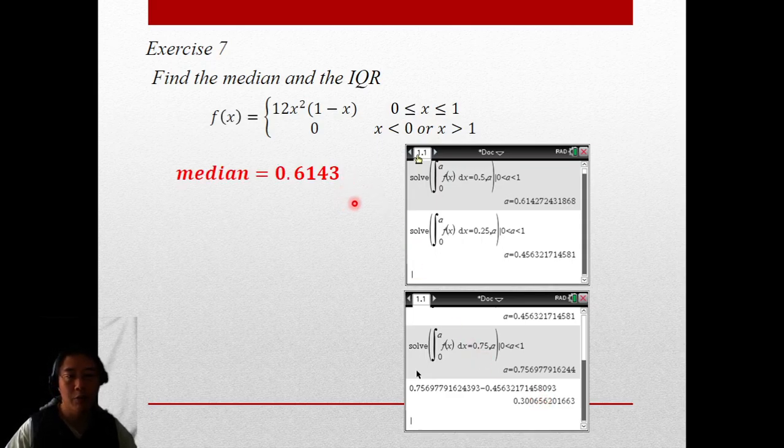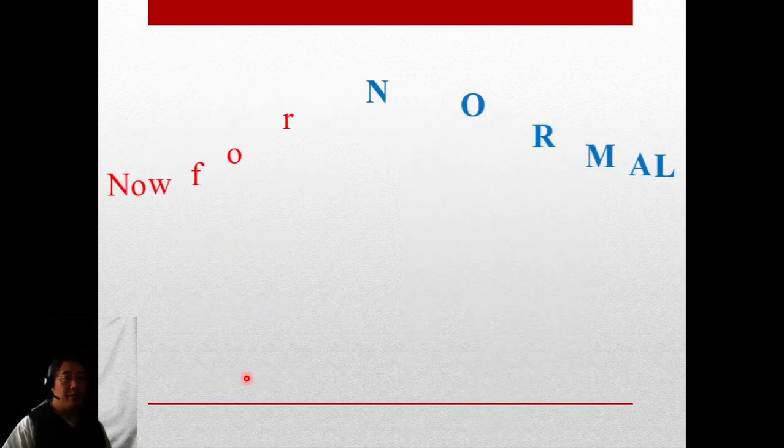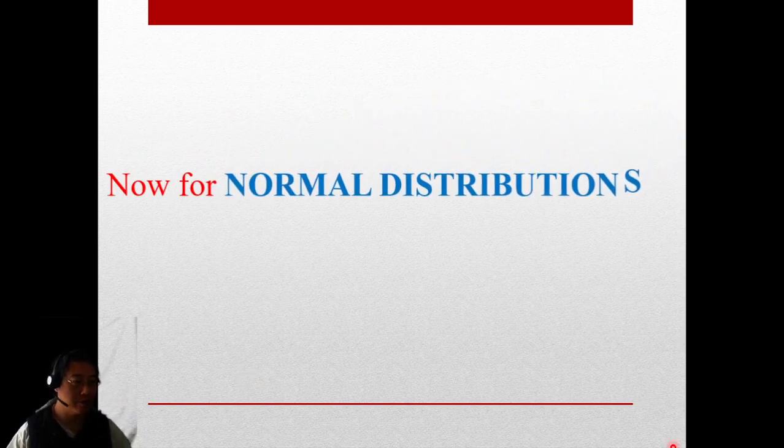So to summarize, we have the median, Q1 and Q3, we do the difference, and that gives us the interquartile range. And then we move on to normal distribution in the next chapter.